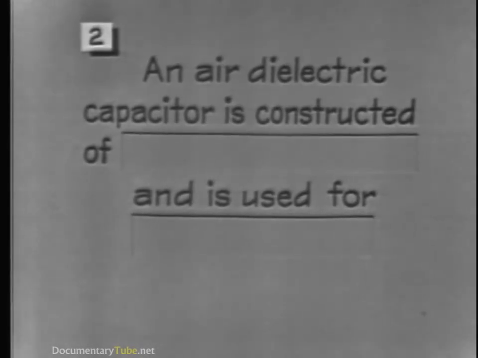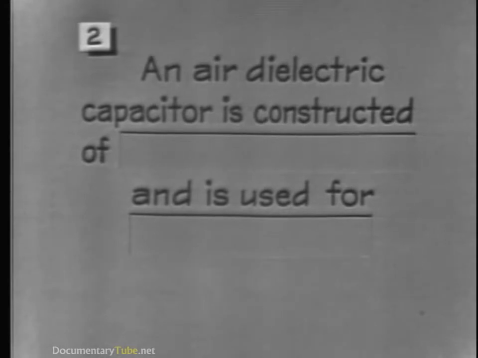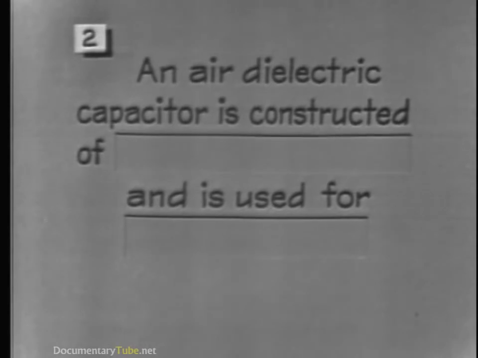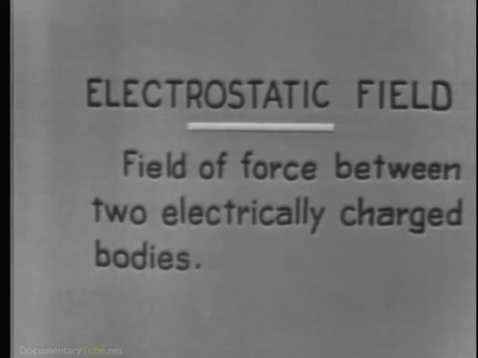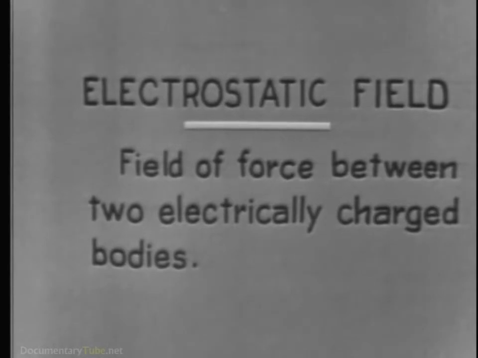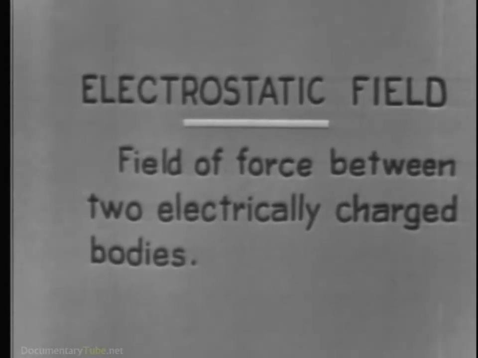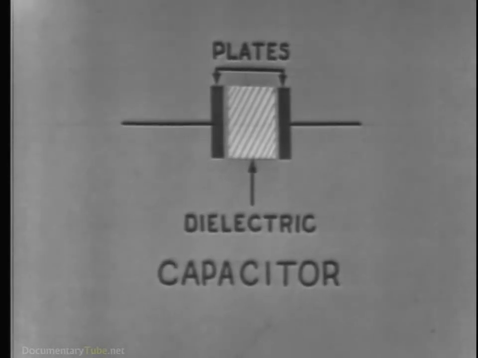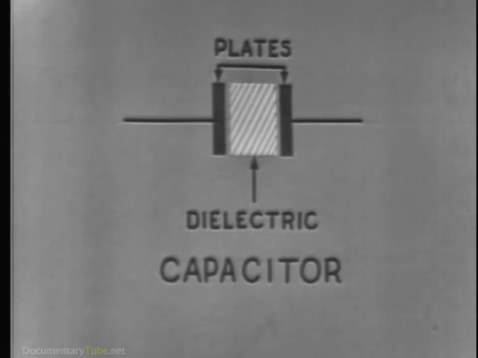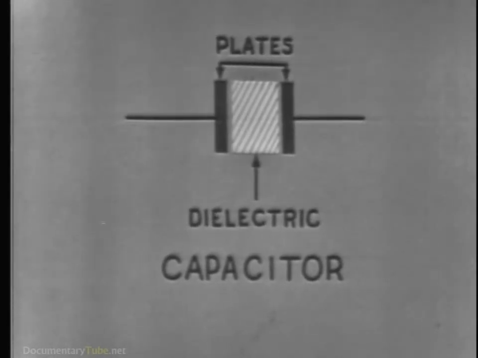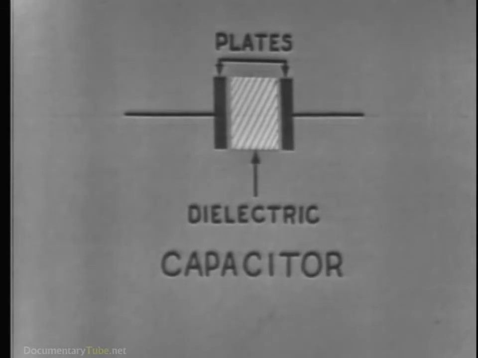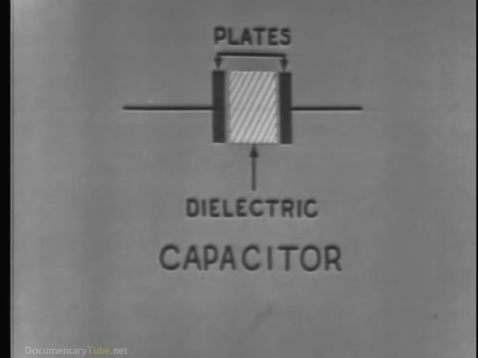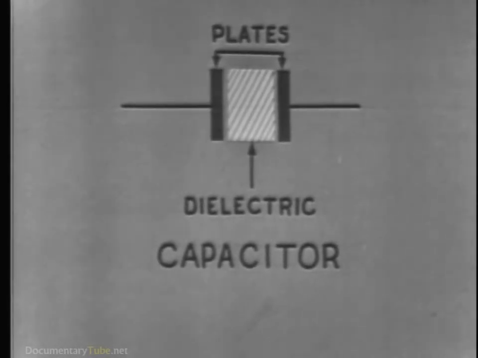Now complete number 2. Electrically charged bodies. This definition gives you an insight as to the construction of a capacitor. The capacitor will appear in many varied shapes and sizes. But regardless of its physical size or shape, you can be sure that it consists of two plates separated by a dielectric.